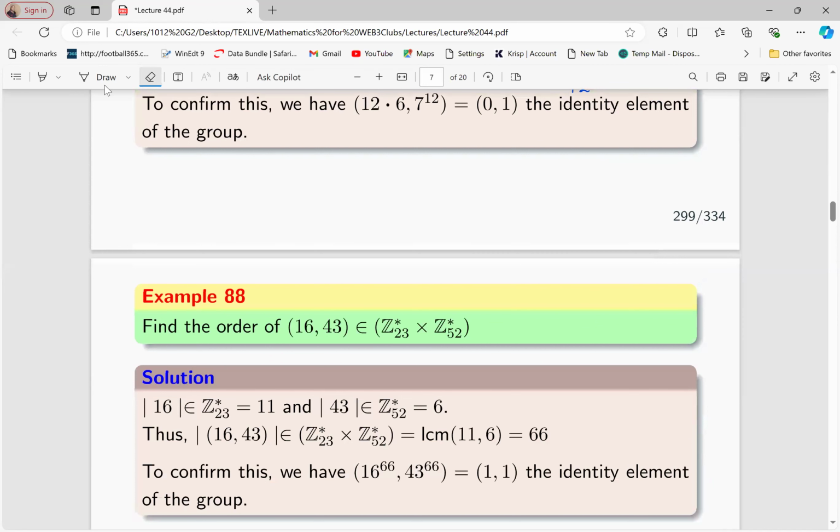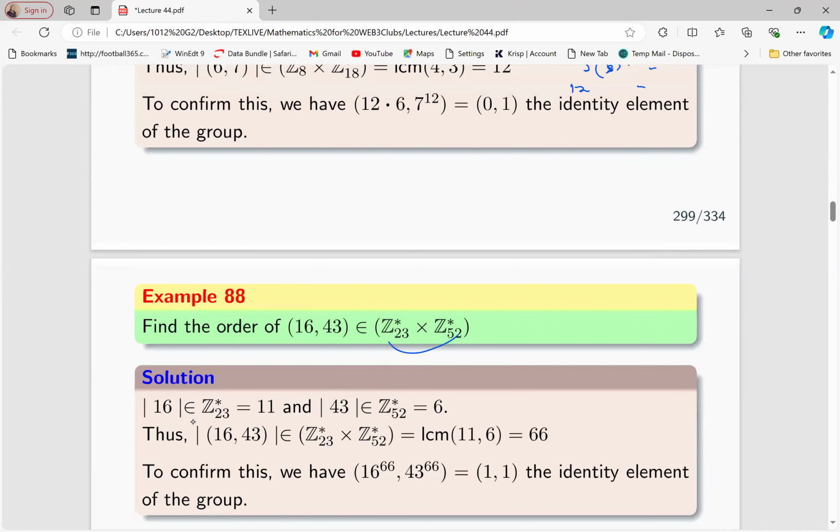Now, this one I will not do because you now know what to do. These are both multiplicative groups, so we know the identity element will be 1, 1. So you're asking yourself, how many times are you going to multiply 16 mod 23 to get 1? And then, how many times are you going to multiply 43 by itself mod 52 to get 1?